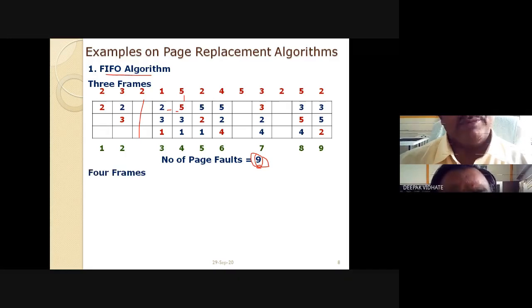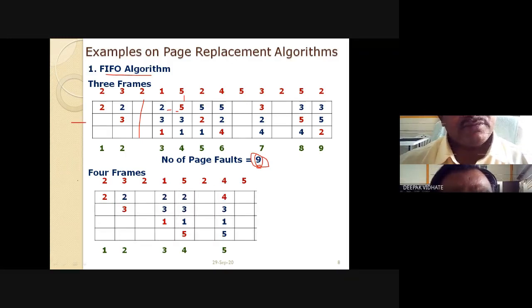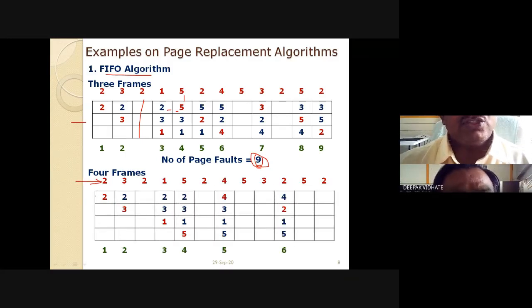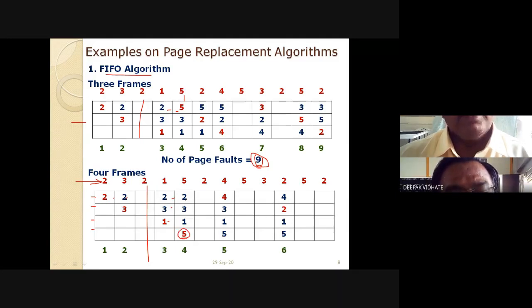Now coming to the 4 frames, see here, again write down the reference string. Now here instead of 3, how many frames do I have to take? I have taken 1, 2, 3 and 4 frames here. Then apply the same logic of FIFO. 2, 3, then no page fault for 2, then 1, and there is one more free frame where you can place that 5. So page replacement is not required here because you have got one more free frame, right?